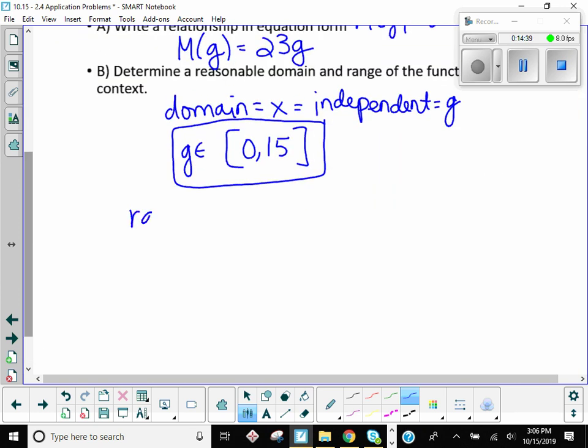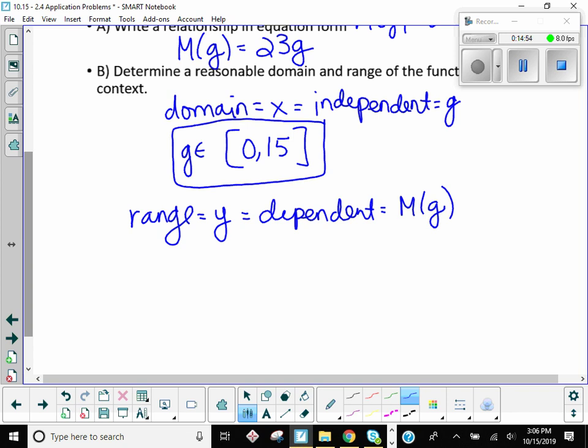The range, usually we say, oh, hey, that's the y values. Or the dependent information, depends on whatever your domain is. In this case, it's M, or M of G. It's the miles he can drive, okay? That depends on however much gas he has. And so the lowest value in the range depends on the lowest value in the domain. It's whatever m of 0 is.